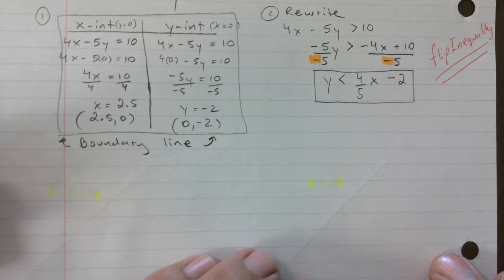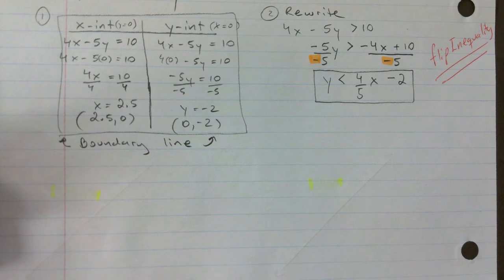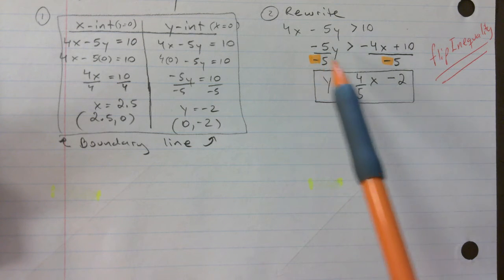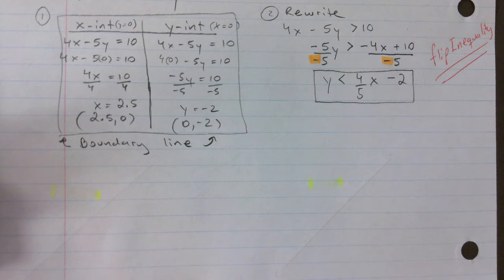Sorry, you can't see that, but I just wrote down "flip inequality." If you notice that the y term is negative, you know you're going to have to flip the inequality, because you're going to have to divide by a negative to turn it into just y, right? All right, so that's that.